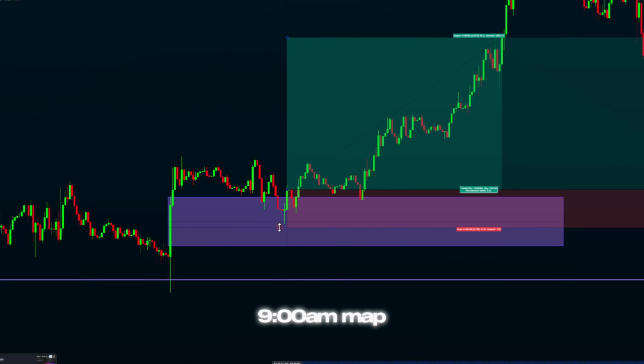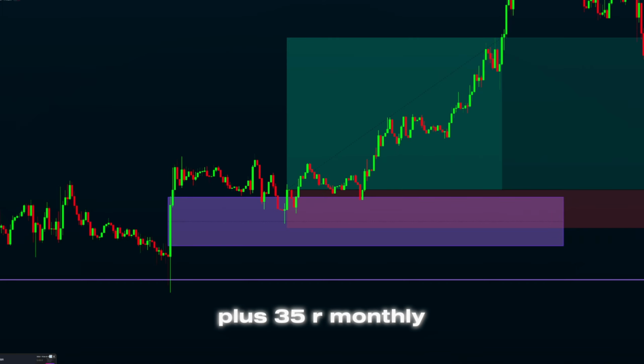Pro routine: at 9 a.m., map dailies for highs and gaps. Scan 5- and 15-minute inflow times. Pick 1 elite setup. Log it. Did the confirmation hold? These deliver plus 35R monthly at 75% plus. Favorite: gap mitigation or inducement raid.